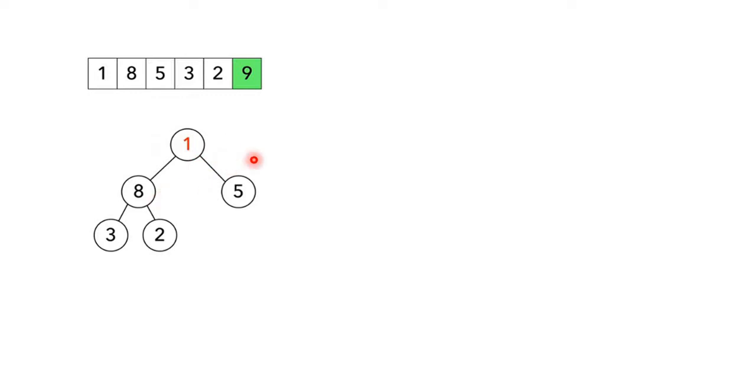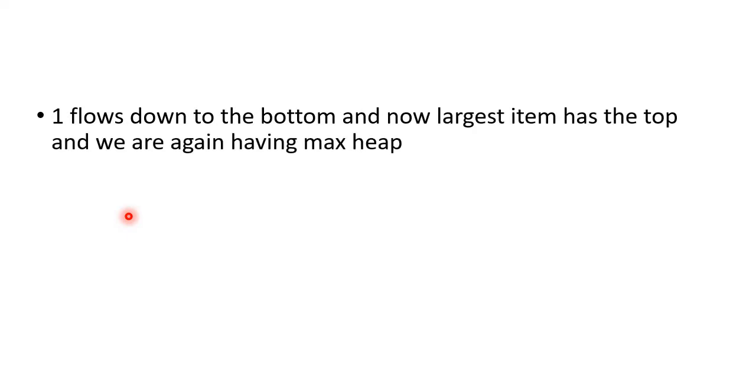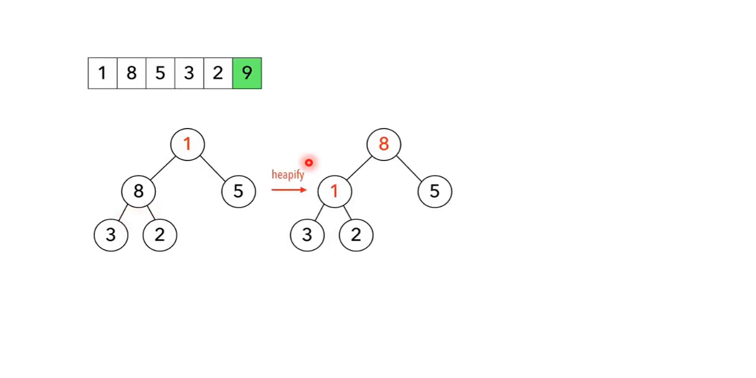If this is a max heap or whatsoever, we must have the largest item as the parent node. So we call the function Heapify, and after calling the function Heapify, 1 flows down to the bottom and the largest item comes on the top, and again we have the max heap. Now let's look at how 1 flows down to the bottom.